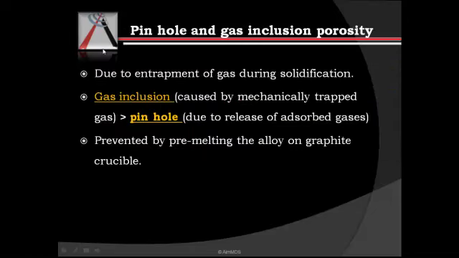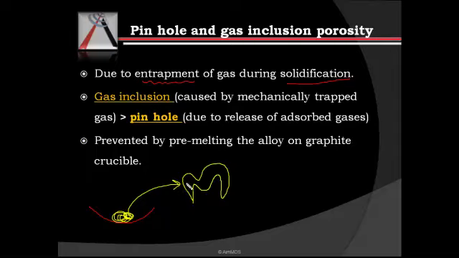Next, we'll move on to pinhole or gas inclusion porosities. Now, as the name says, these porosities are because of entrapment of gases during the solidification. There are two types of sources of gases. One is the gas which is present in the mold, or gas from the outside is incorporated into the molten metal. So, we have the molten metal, and that goes inside the mold.